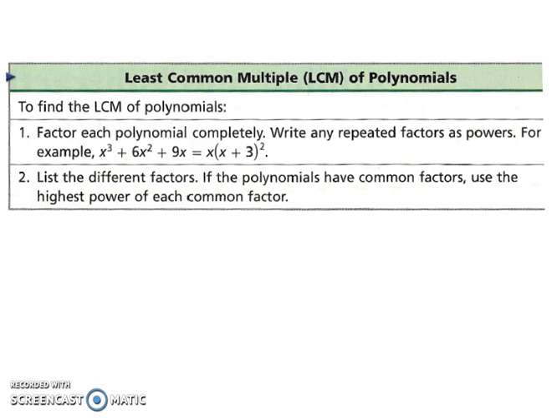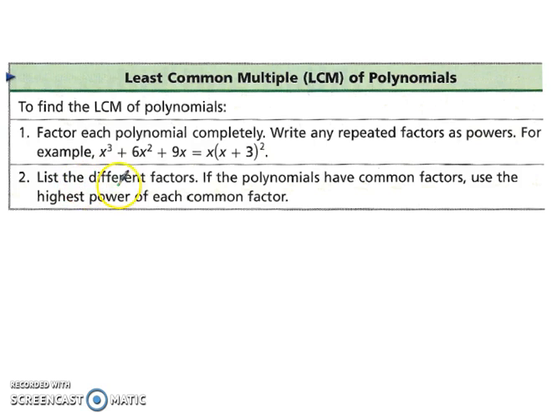Now let's look at least common multiple of polynomials. Factor each polynomial completely, just like we did in previous sections. Write any repeated factors as powers. For example, x to the third plus 6x squared plus 9x is the same as saying x times the quantity x plus 3 squared. Because when you factor it out, you end up factoring out an x, and then you have x plus 3, x plus 3. So you have 2 of these x plus 3's. Hence why you're going to write it as a power.